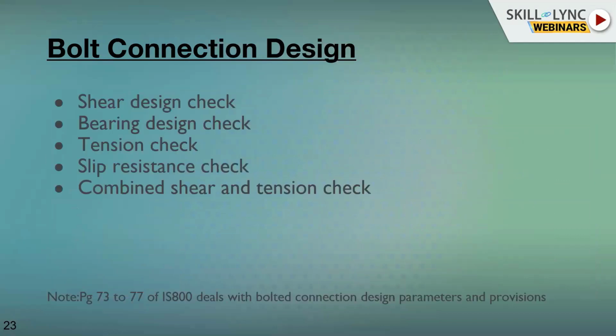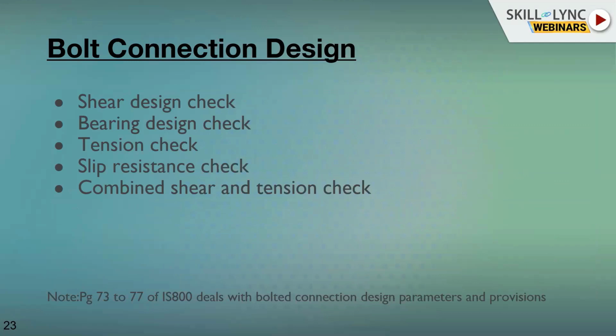So, bolt design check. With respect to IS 800, if you're going to design a bolted connection, what are the checks that we need to do? First thing, we need to check for shear design, whether this bolt will withstand the shear force or not. Second, whether this bolt will bear the total load for bearing failure or not. That will be the bearing design check.